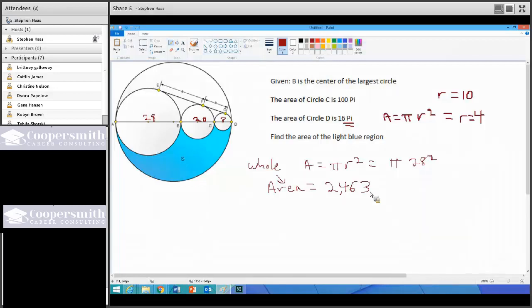Anybody have any suggestions of what we can do? There are really 3 or 4 different ways you can go about doing this. There's no one particular right answer here. Okay. Number one, we can get the areas of the smaller circles. So, what's the area of the AB circle?